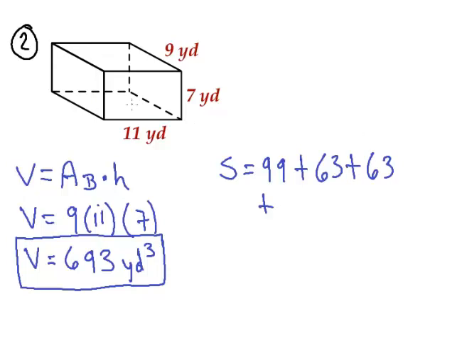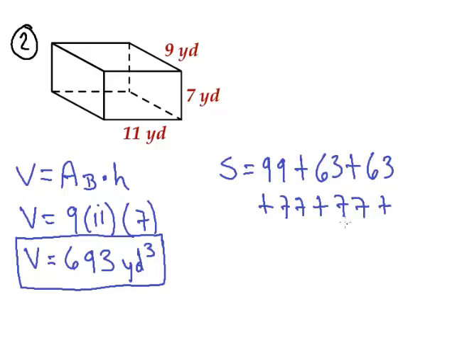Plus, okay, I already have this, this, and this. I just need the front, the back, and the top, right? So let's find the front. The front is 11 times 7. So 11 times 7, 77. Let's find the back. The back is, well, if this is 11, then this is also 11. This is 7, then this is also 7. So 11 times 7 again. That will be plus 77.